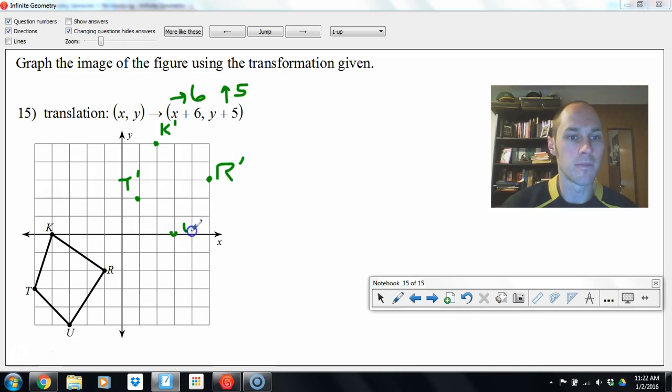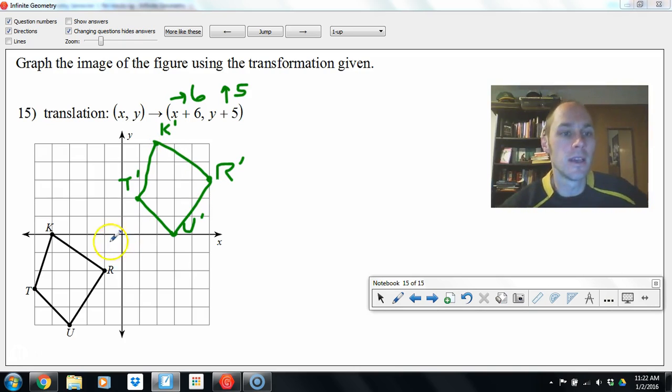And U prime. And then I could connect those to form my quadrilateral. If I did it correctly, it should appear to be congruent, since all the points are moving right 6 and up 5.